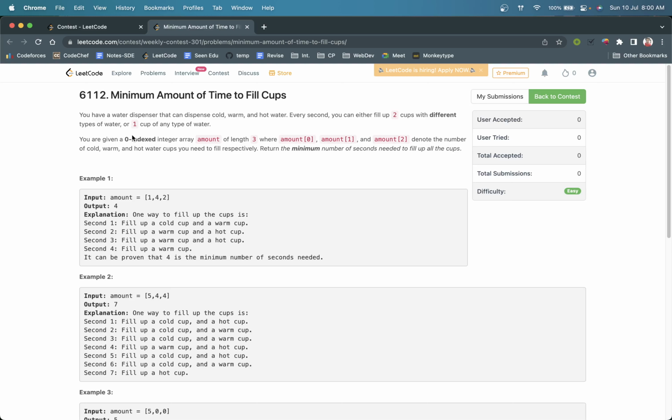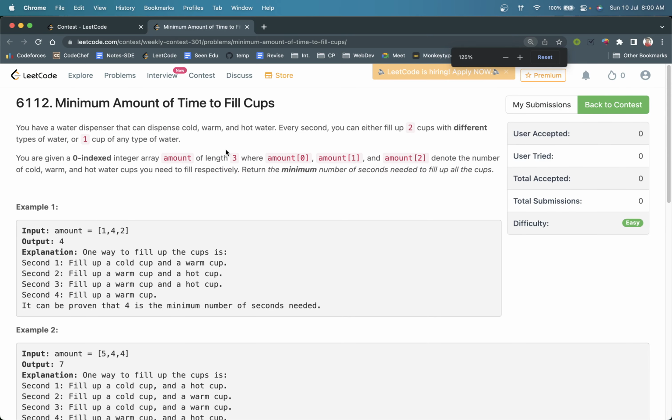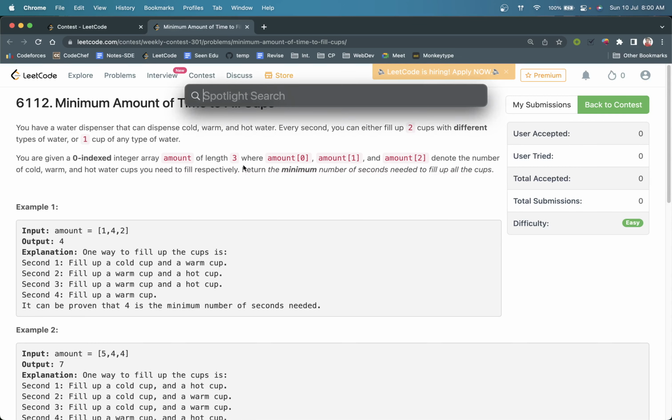First of all, you have water dispensers that can dispense cold, warm, or hot water. Every second, you can either fill up 2 cups of different types of water, or 1 cup of any type of water. You are given a zero-indexed amount array of different cups of water.